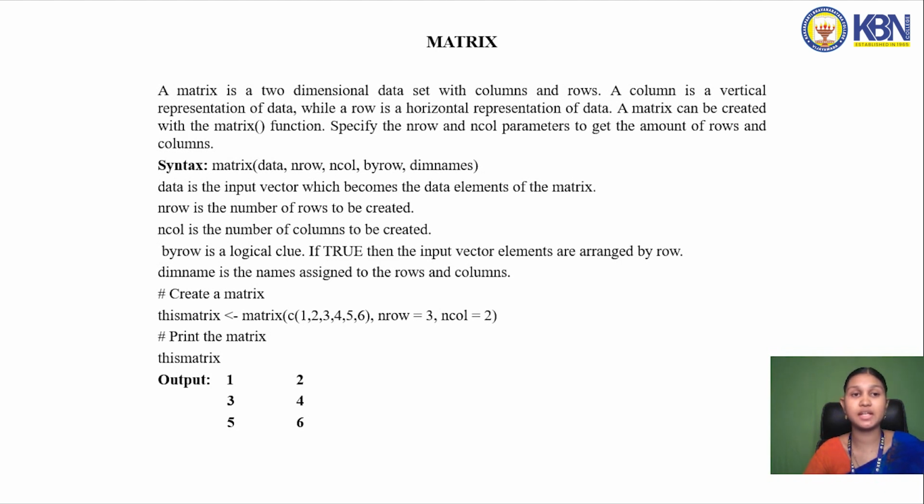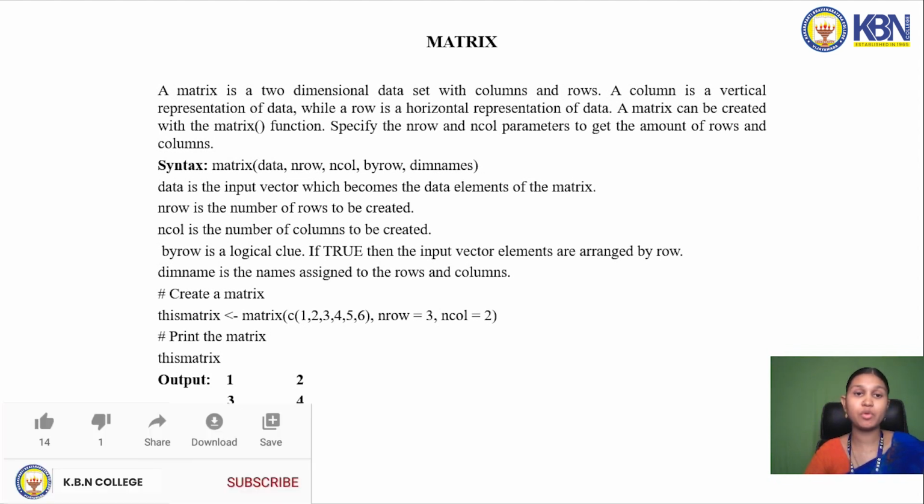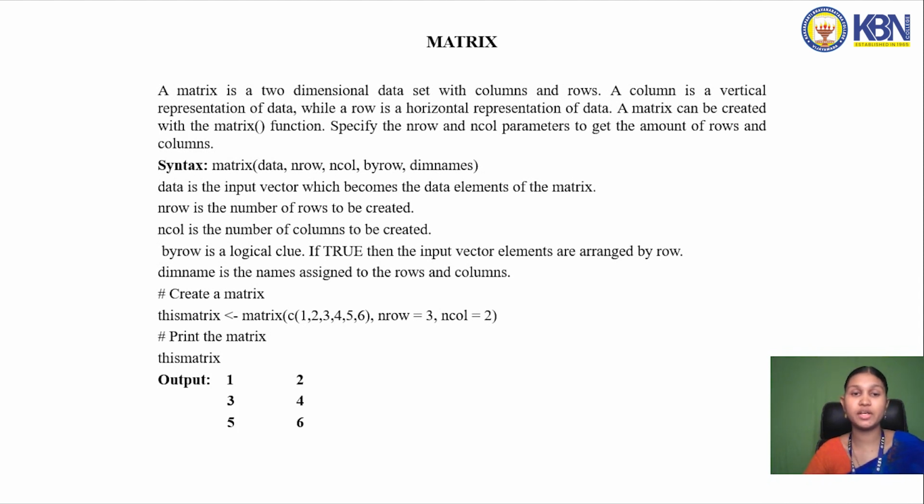Let us see the syntax. In the matrix function, data means whatever data you give, it should be placed. N row means how many rows, and n column means how many columns. By row means the given values are placed row-wise only; for that we use by row. Dim names means the combination of rows and columns.